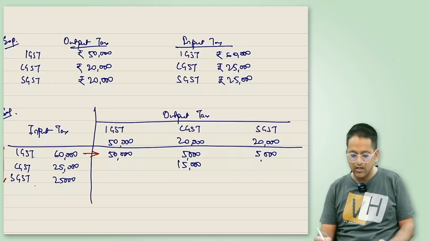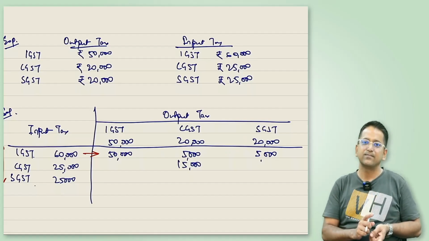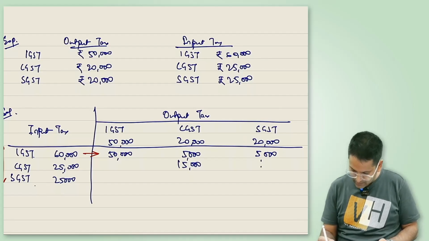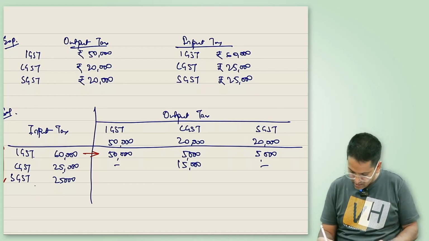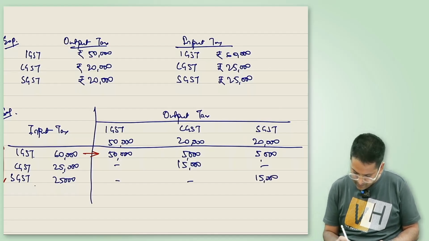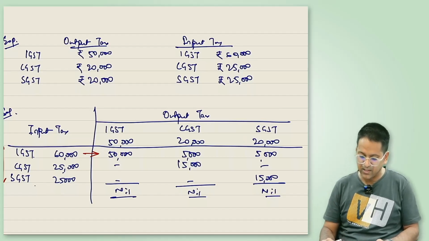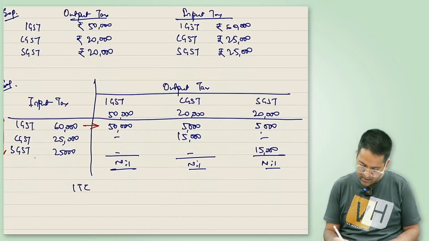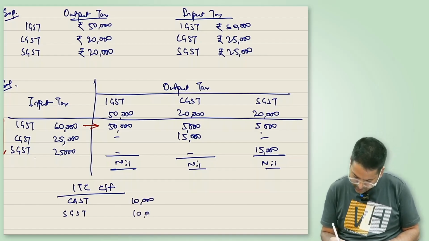What to do? Should we pay SGST? No way. SGST is not paid by CGST. CGST and SGST are not adjusted with each other. So this will not happen here. From where will SGST be adjusted? From SGST itself, and we don't need IGST. So we'll adjust 15,000 here, finished. Output tax payable is nil. We don't have to pay any tax this month. How much is my carry forward? 10,000 and 10,000 is my carry forward. ITC carry forward: CGST and SGST, 10,000, 10,000.